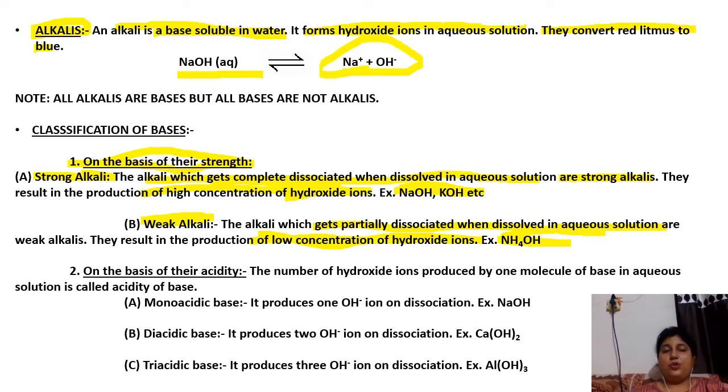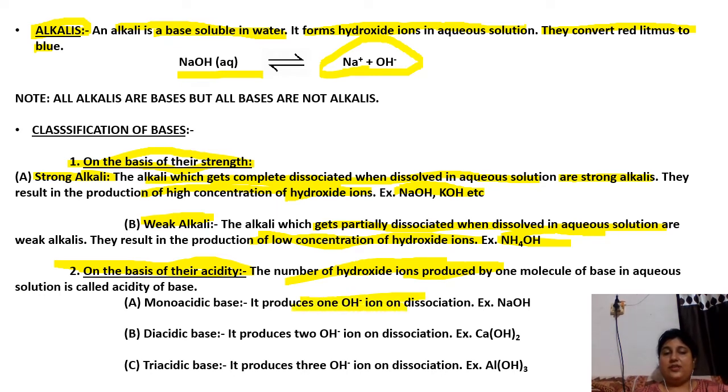The another mode of classification is on the basis of their acidity. Acidity means number of hydroxide ion, OH ion, lost by any base. जब कोई वन मॉलिक्यूल बेस का नंबर ऑफ OH ion जितने लूज करता है, that is known as acidity. If it produce one OH ion, then it is monoacidic. If it produce two OH ion, then it is diacidic. If it produce three OH ion, then it is triacidic. Maximum it can produce three. Minimum it can produce one.